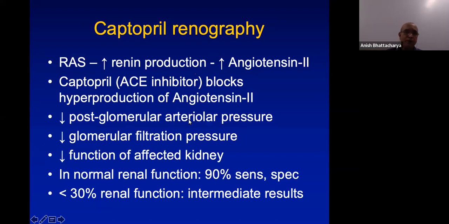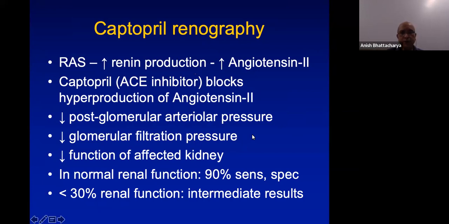So you're all familiar with the mechanism. I'm not going into this detail. Because of the RAS, there is increased renin production and angiotensin II production. When you give an ACE inhibitor like captopril, this stops the hyperproduction of angiotensin II. So there is a drop in post-glomerular arteriolar pressure. There's a decrease in glomerular filtration pressure, which decreases the function of the affected kidney.